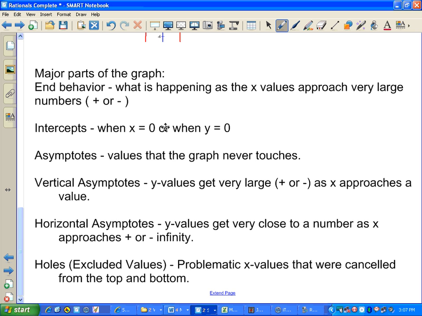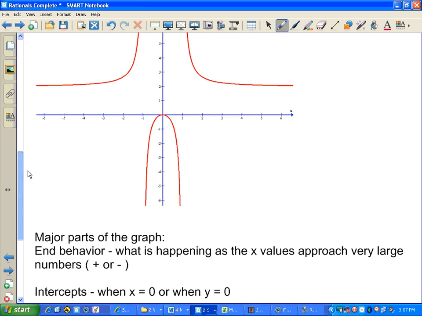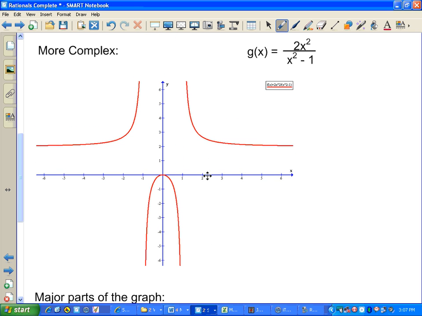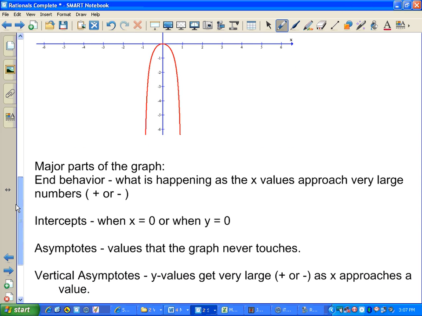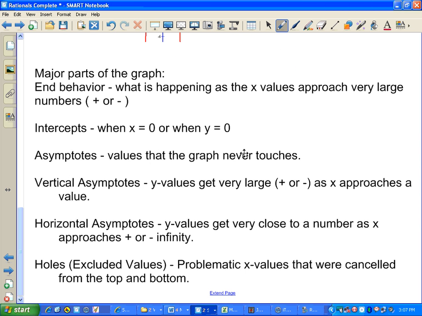We've got intercepts, same as other graphs. We need to know when it's crossing the x-axis as well as the y-axis. We have asymptotes, so values that the graph never touches. And there's 3 types of asymptotes. This lesson we're going to talk about the main 2, which are vertical and horizontal.